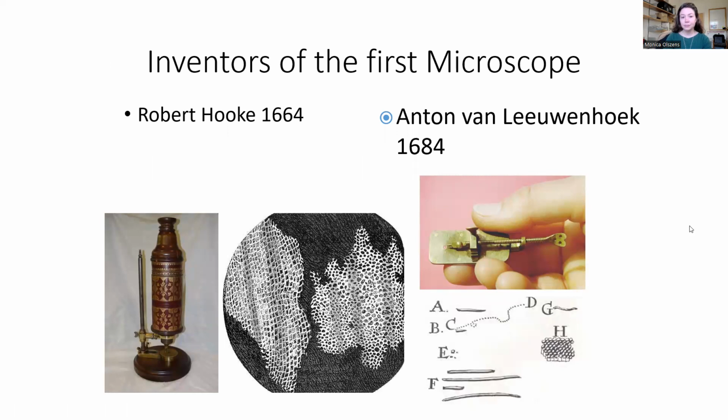So there were two inventors of the first microscope. There was Robert Hooke in 1664 and Anton van Leeuwenhoek in 1684. Robert Hooke's microscope, I believe you can still go and see it on display in Washington, D.C. He was first, but Anton van Leeuwenhoek's microscope was more advanced. So most people just go ahead and mention both of them.